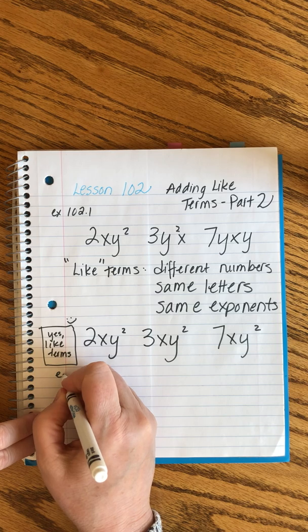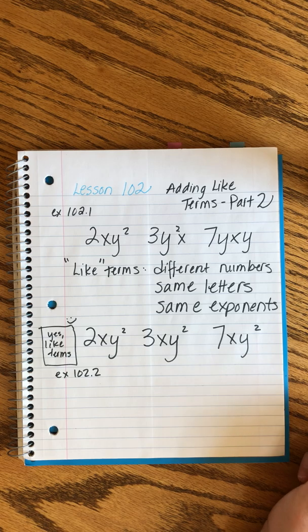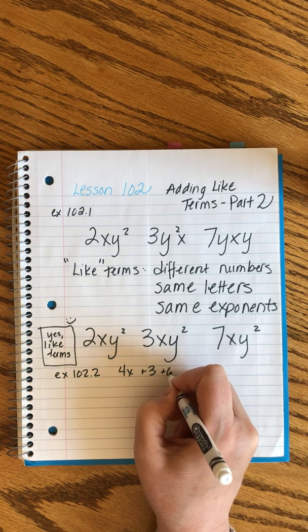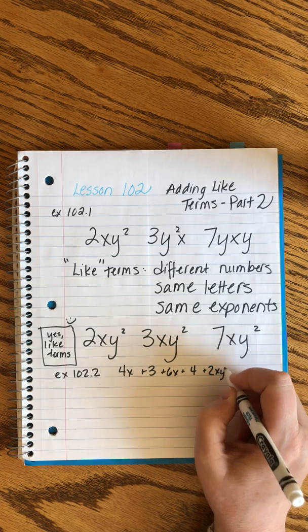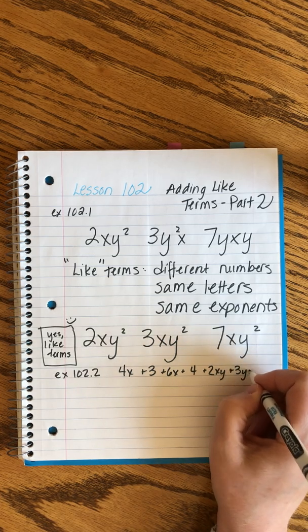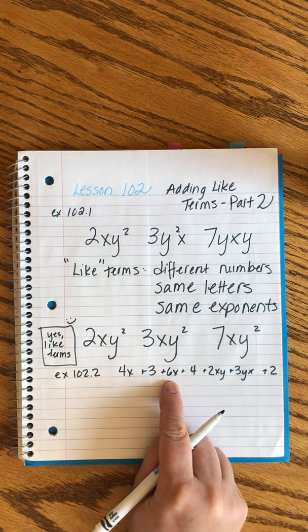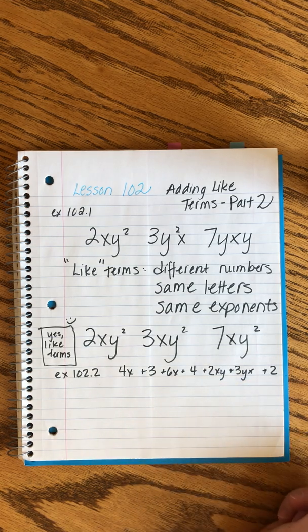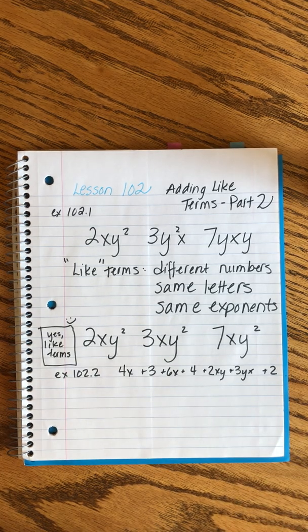Next one, 102.2. Now we have a big long string. I'm going to copy it down for you. 4x plus 3, and it's going to be a challenge to see if I can get it squeezed in here. Double check: 4x plus 3 plus 6x plus 4 plus 2xy plus 3yx plus 2. Okay, so we want to simplify this by adding like terms. Those are our instructions.